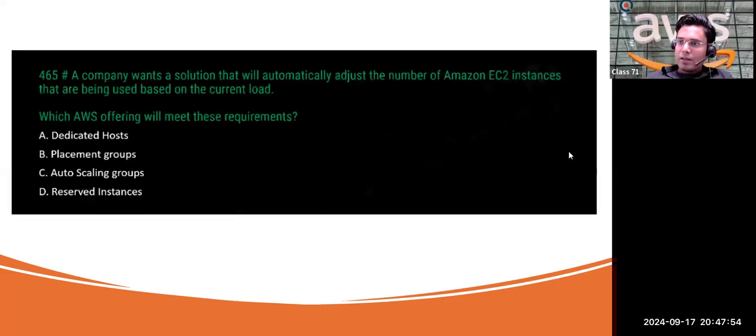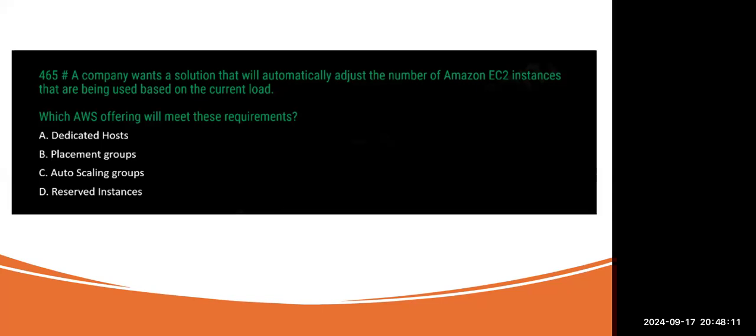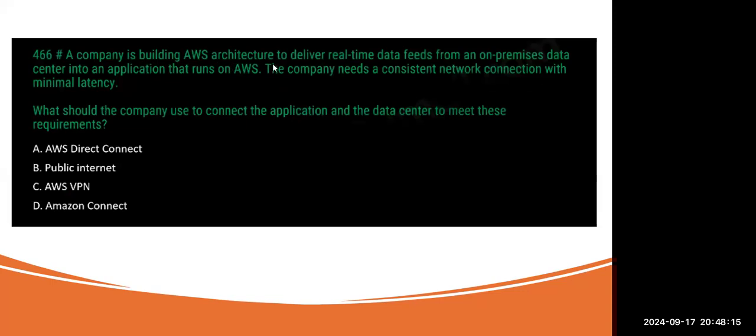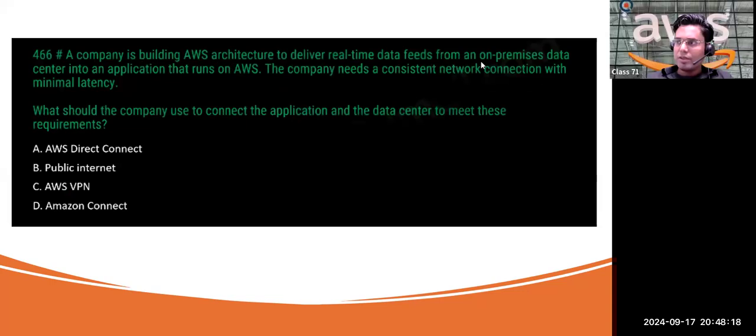Okay. A company wants a solution that will automatically adjust the number of EC2 instances that are running based on the current load. So it's also an easy one. Automatically adjust the number of EC2 instances. That's Auto Scaling. Yeah, correct. A company is building an AWS architecture to deliver real-time data feeds to an on-prem data center. The company needs a consistent network connection with minimal latency. You can see the word.